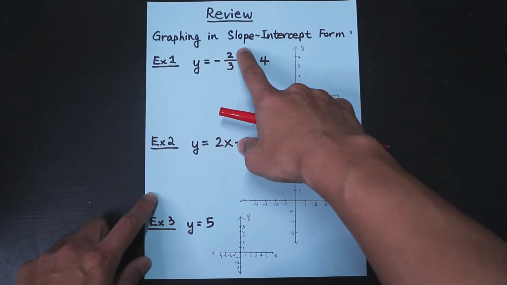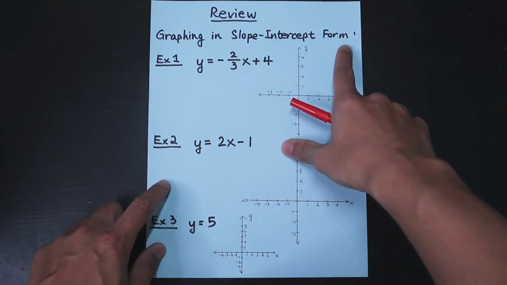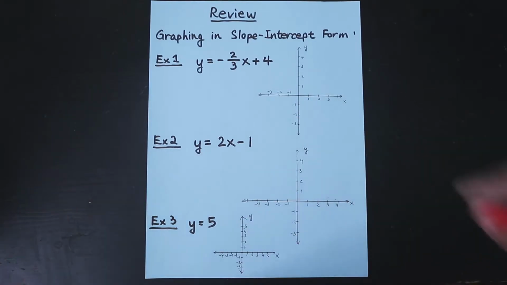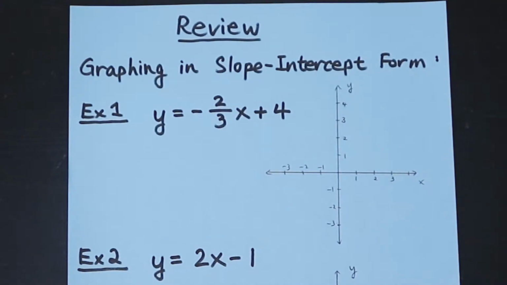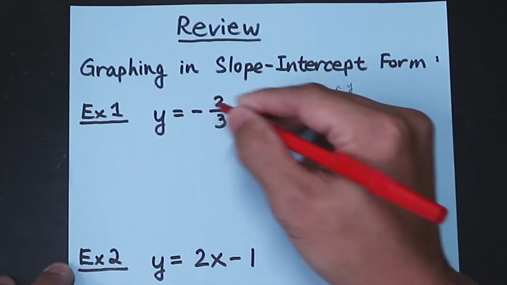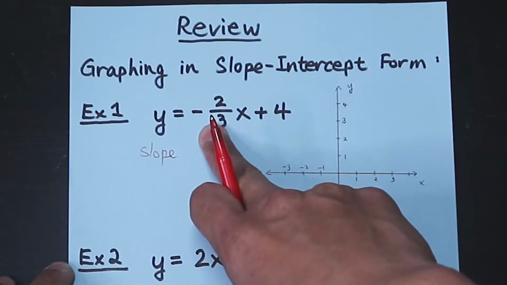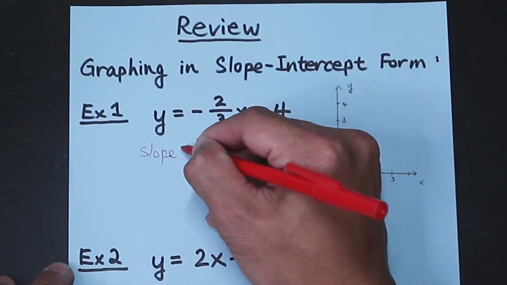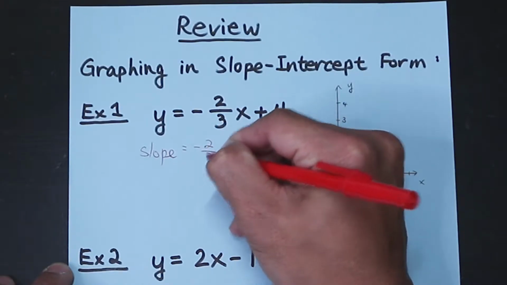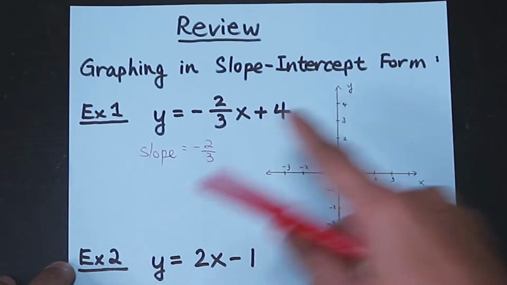In the review section, something that you have to know before starting a lesson is knowing how to graph in slope-intercept form. So let's take a look at these three examples. In example 1, the slope-intercept form is y equals negative 2/3 x plus 4. Recall that in the slope-intercept form, you have to first identify the slope and the y-intercept. The y-intercept is the last number, and the slope is the first number in front of the x. So the value of the slope in this form is going to be negative 2/3.